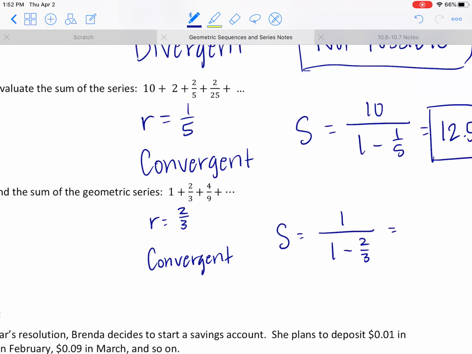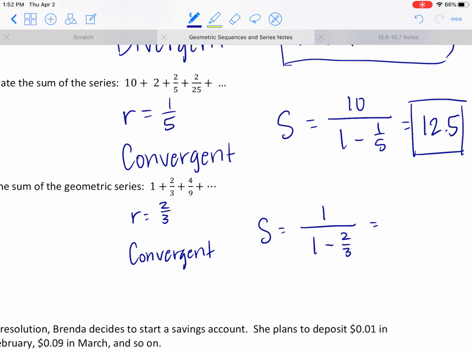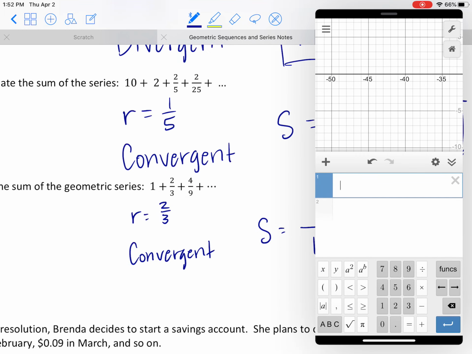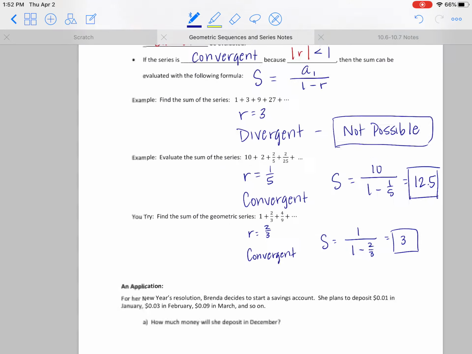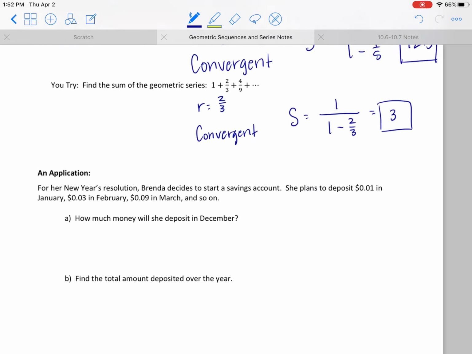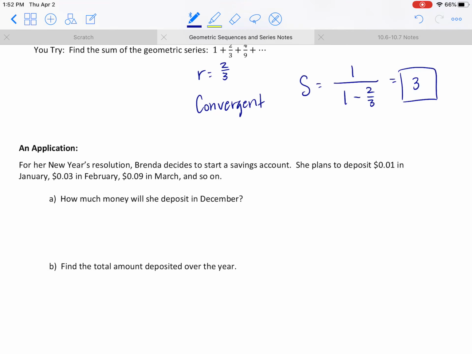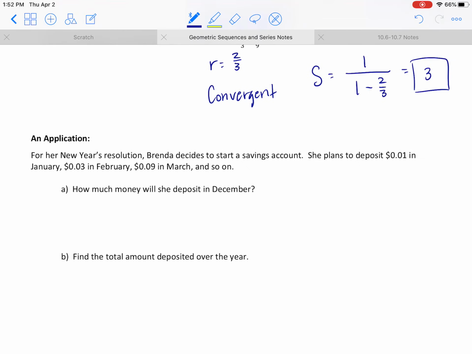So our sum for this convergent series is going to be the first term divided by 1 minus that common ratio. So would that be a third? It's going to be 3. Just don't trust my math here. So the first term divided by 1 minus the common ratio of 2/3. And yeah, 3. So the sum is going to be approaching 3. Okay.